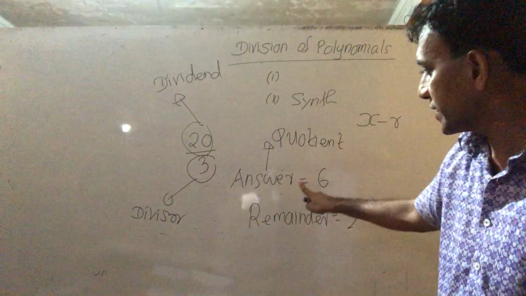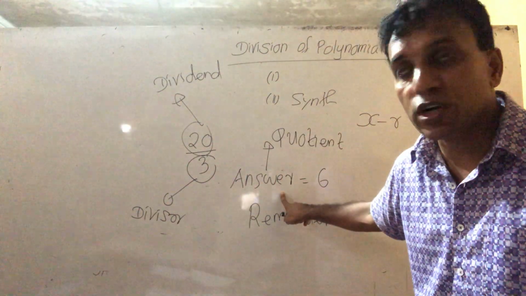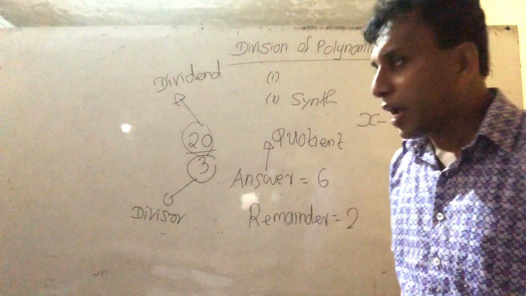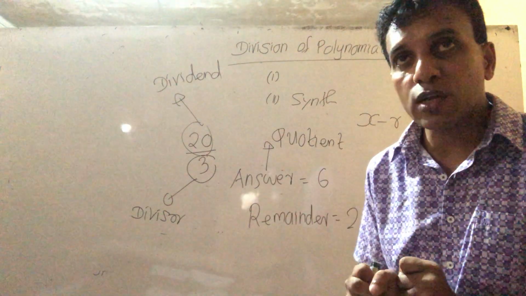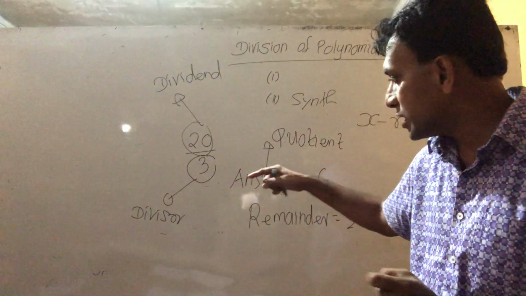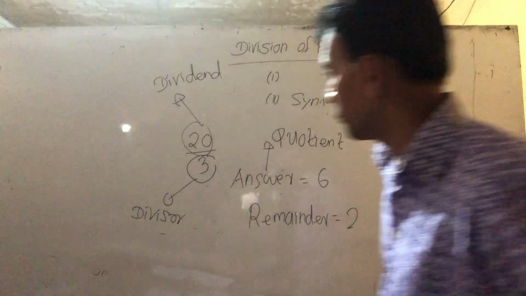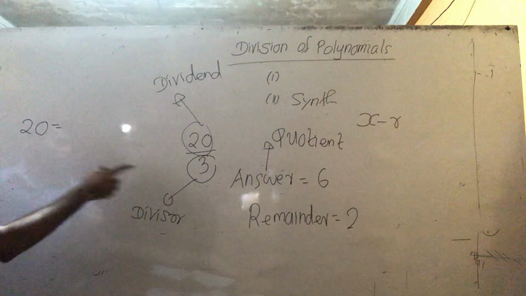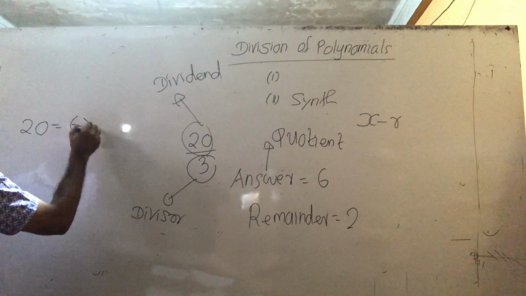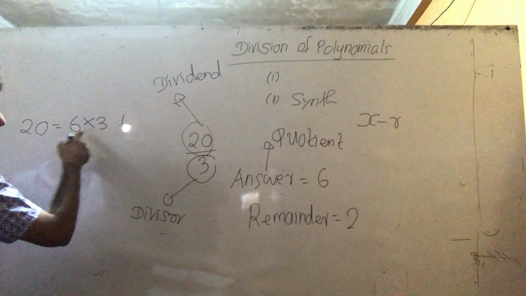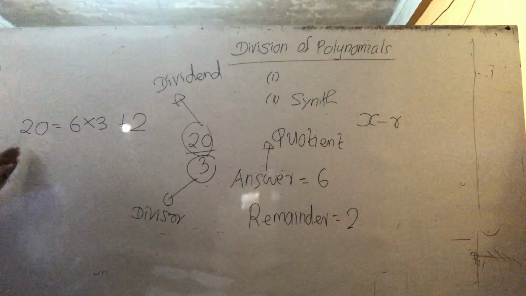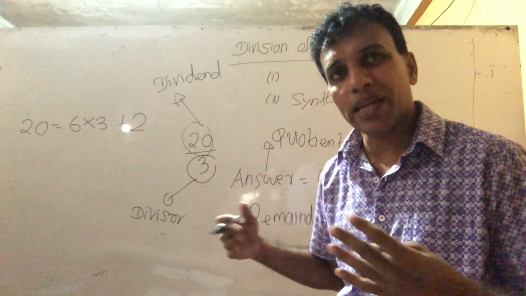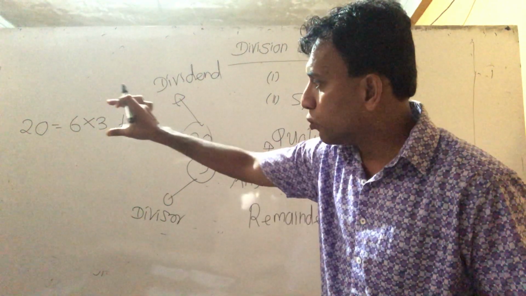So I took this example, 20 divided by 3. The answer is 6, which we pronounce the quotient, and the remainder is 2, right? Now can you write an equation when 20 divided by 3, answer is 6, remainder is 2? So I can write like this: 20 equals 6 times 3 plus 2, that is 18 plus 2. Not only this number, any number, any algebraic format, we can use that pattern.